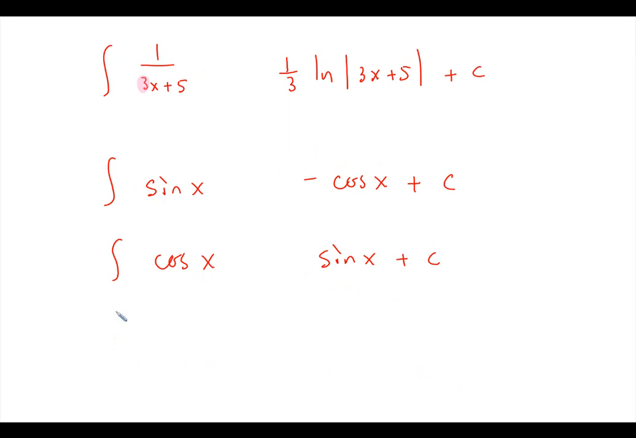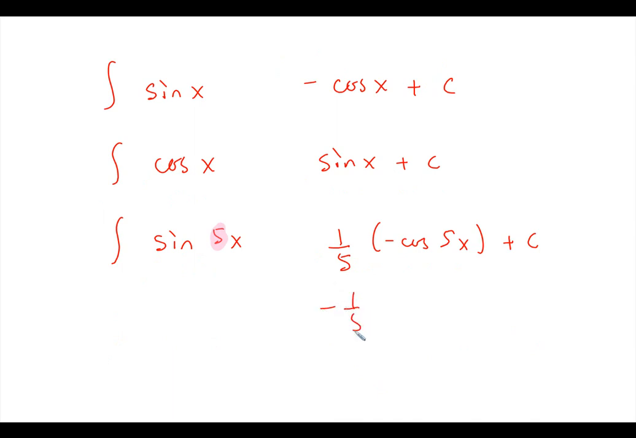Now let's say you have a number in front of the x, for example, sine 5x. So if you're going to integrate sine 5x, then you have to notice there's a number in front of the x, some constant other than 1 in front of the x. So we would have 1 over 5, and then you would have negative cosine 5x plus c. So if you simplify this more, you would end up with negative 1/5 cosine 5x plus c. Okay? Let's do one more.